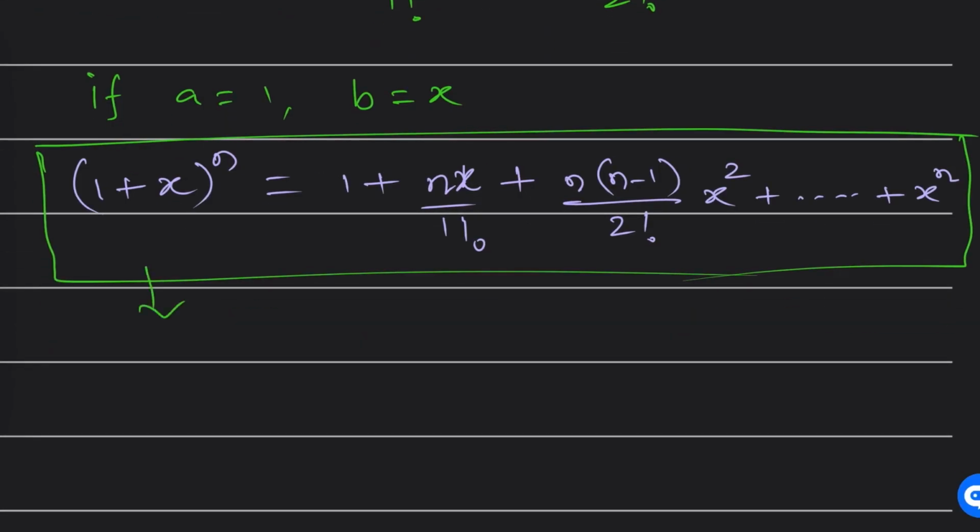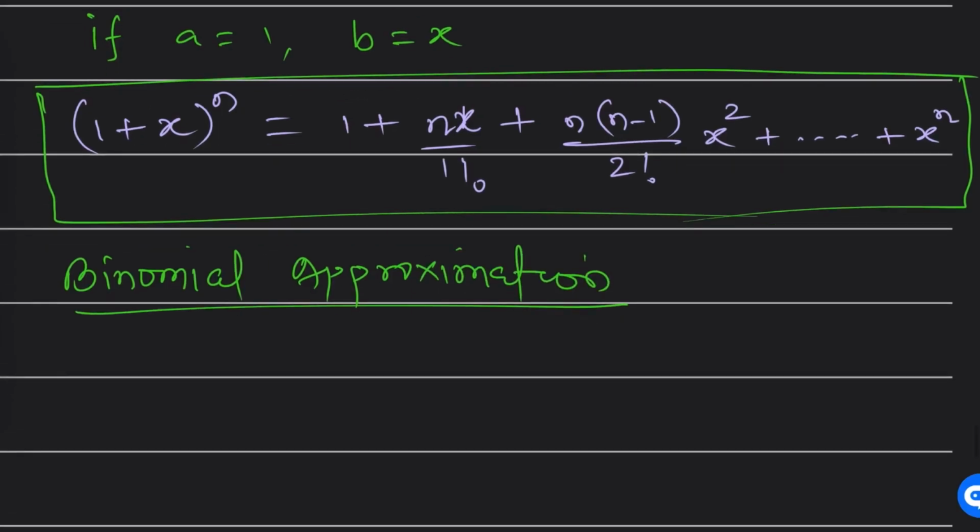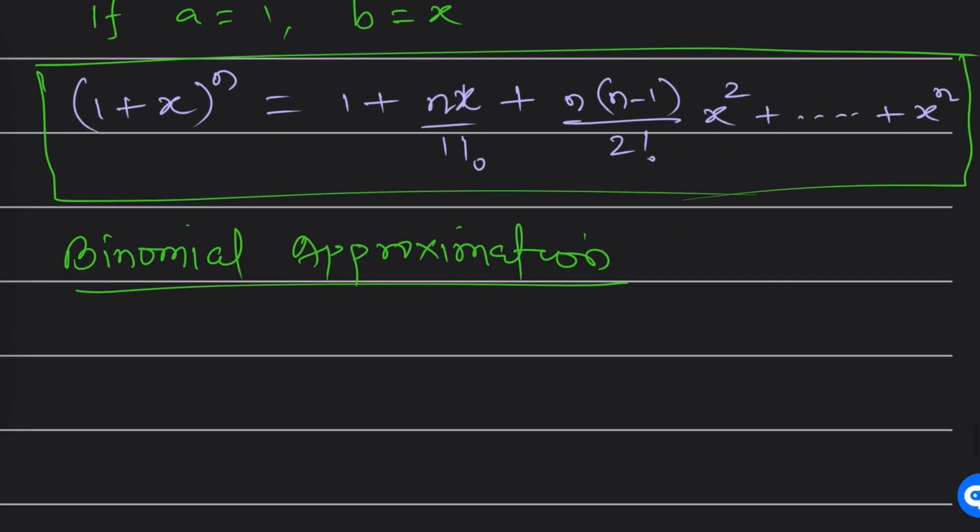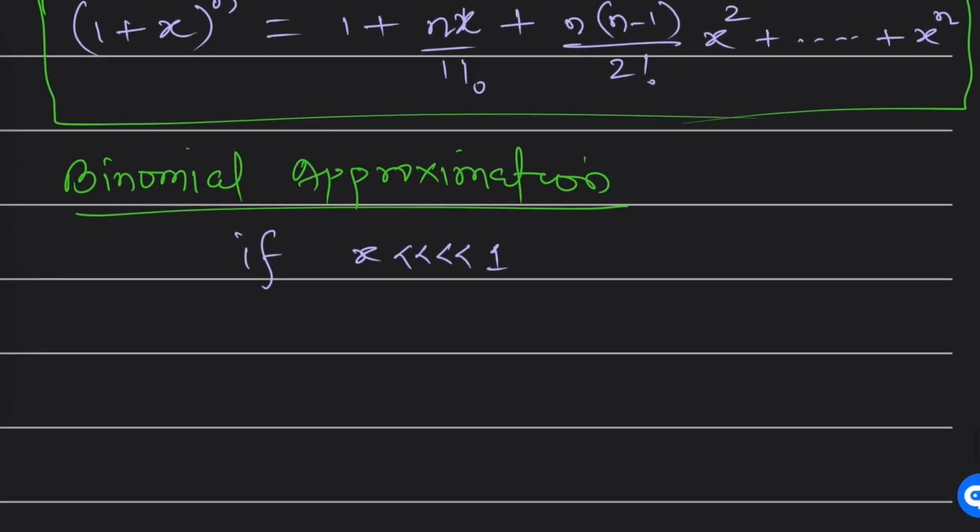Now I want to do binomial approximation. My intention is to make you understand binomial approximation, because my target was to explain this part. Sir, binomial approximation: can we say if x is much less than 1, meaning 0.0001, 0.002, like this, a number less than 1? Let me explain one thing, sir.